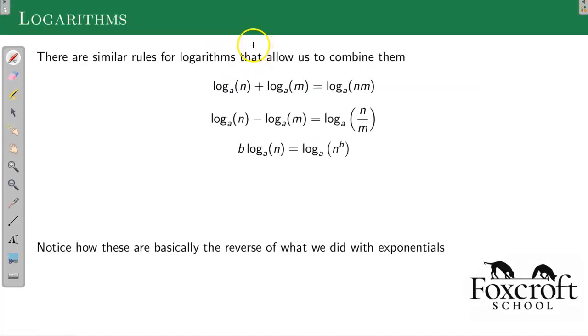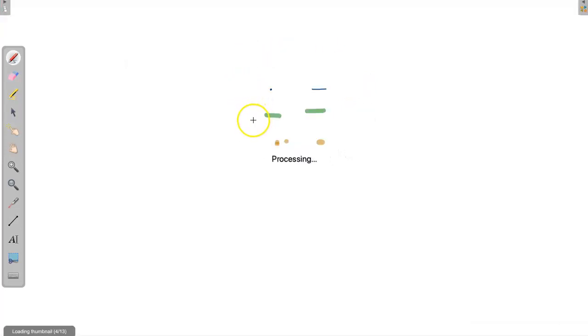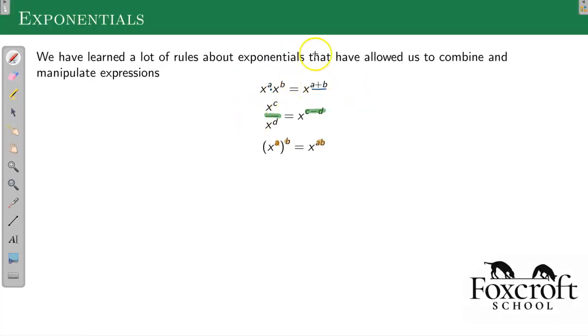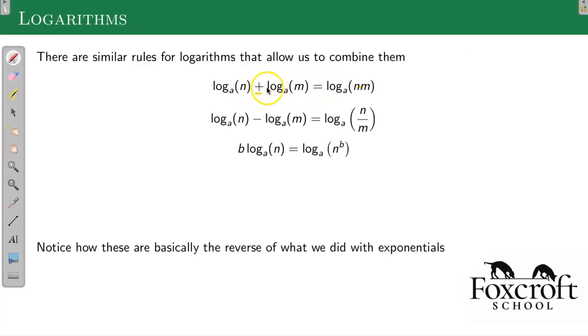Here are our rules, and they're kind of the reverse of the exponent rules. With exponents, we multiplied and ended up adding the exponents. For logarithms, if we add two logarithms together, we smush them together into a single log where we multiply. So it's the opposite of this rule. Here we're multiplying and then we add. Here we're adding and then we multiply.